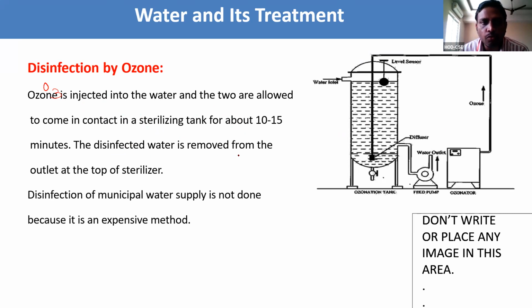Disinfected water is removed from the outlet at the top of the sterilizer. Here we are going to introduce the water. This is the raw water inlet. We are passing ozone from this side, injecting the ozone so that it comes in contact with the water in the sterilizing tank.